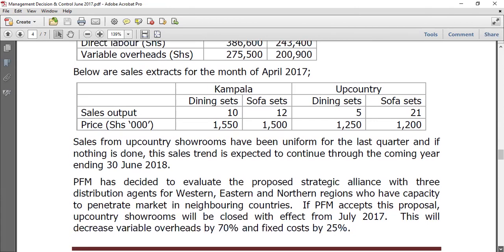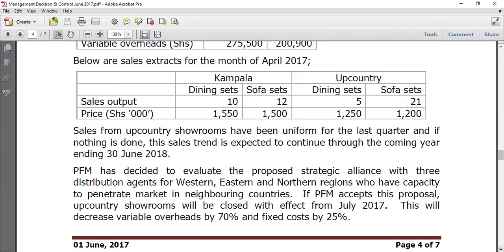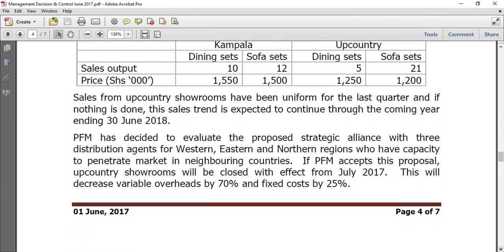2018. PFM has decided to evaluate the proposed strategic alliance with 3 distribution agents, Western, Eastern, and Northern region, who have the capacity to penetrate the market in neighboring countries. If PFM accepts this proposal, the upcountry showrooms will be closed with effect from July 2017. And this will decrease the variable costs by 70% and increase the fixed costs by 25%.